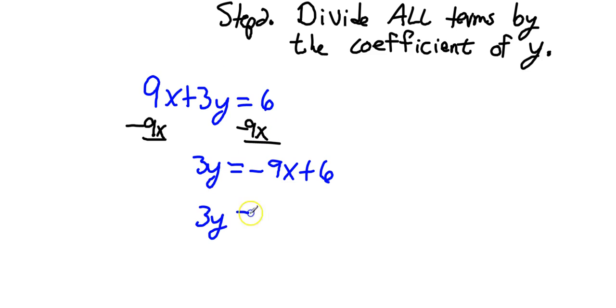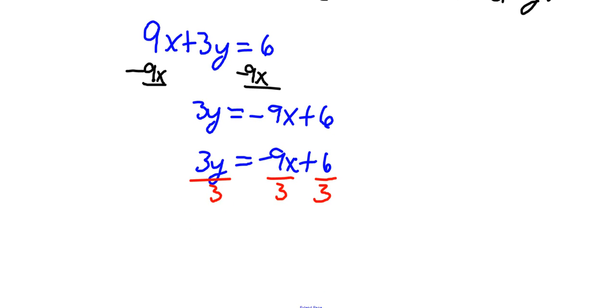We're going to take 3y equals negative 9x plus 6 and divide everything by 3. That way the 3's cancel out, which is what we wanted. Y would equal negative 9 divided by 3, which would just be negative 3x. 6 divided by 3 is 2. Okay, so there's the equation that you wanted.